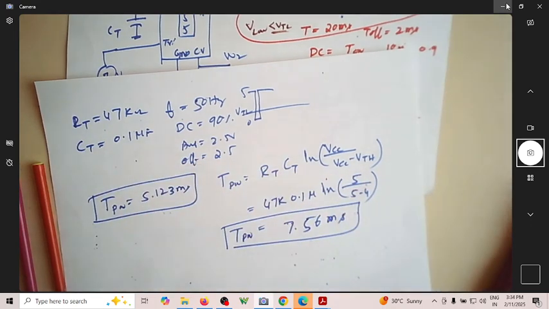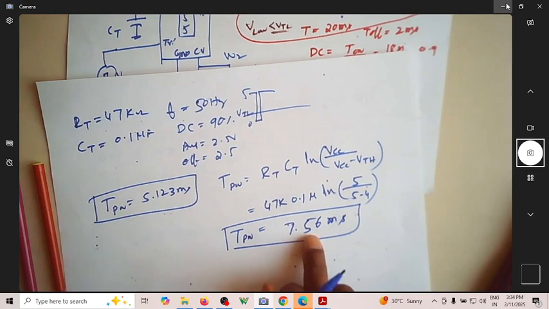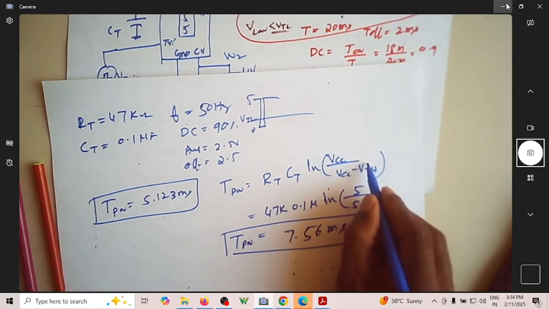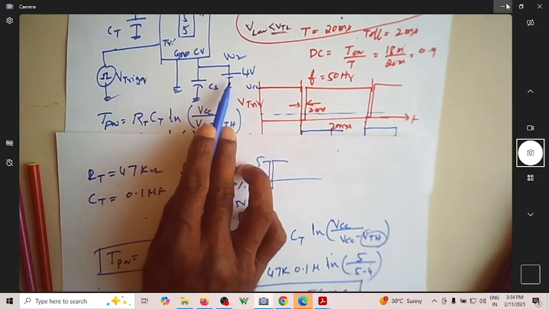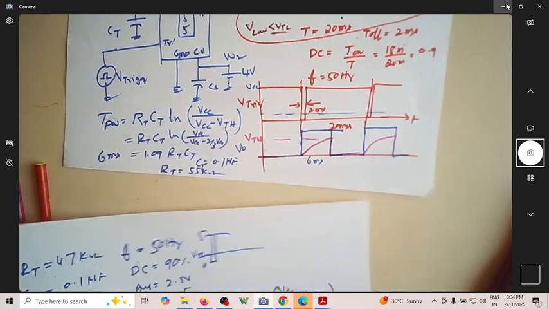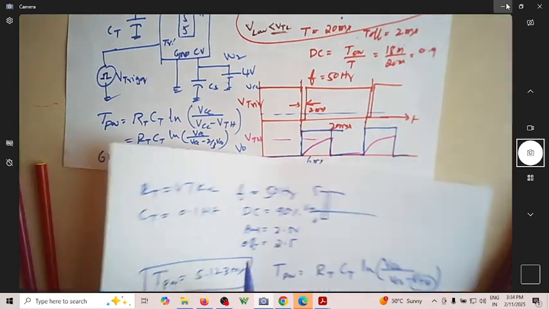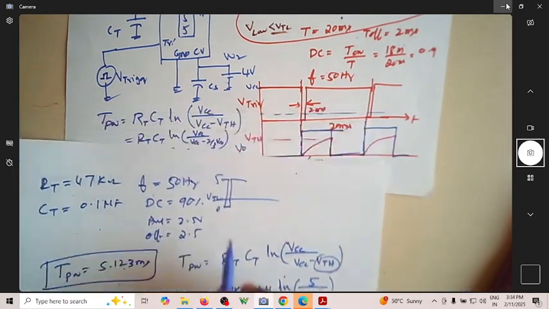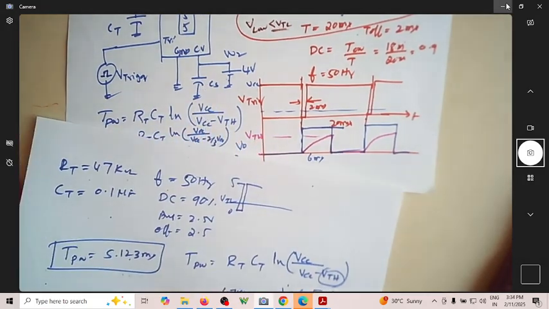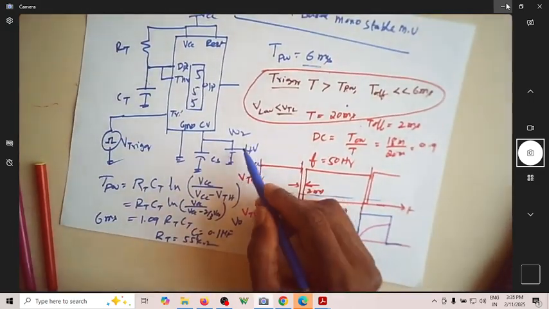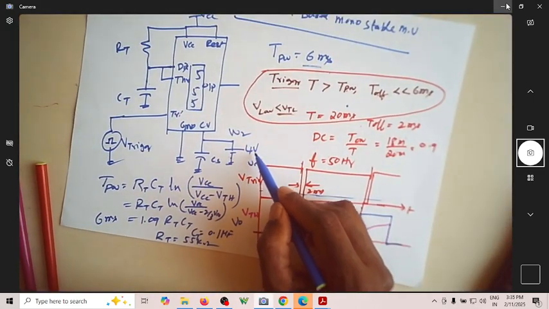So instead of 5.13, we'll get 7.56 millisecond if you use a threshold voltage of 4 volts here. This will not be 5.13 millisecond, it will be 7.56 millisecond, because you have changed the threshold voltage. So this threshold, which is VTH, will be changed from 3.33 to 4 volts.